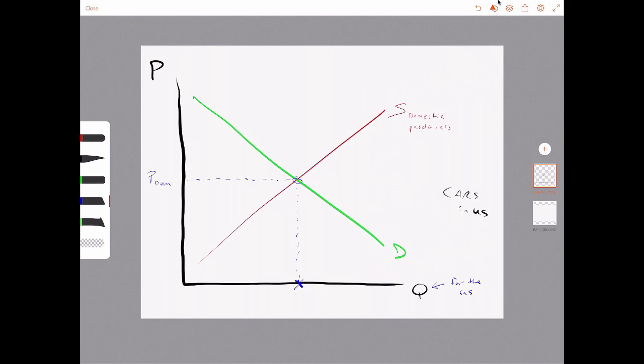Now, let's say that there is an increase in the number of sellers of cars in this market because there are more foreign producers sending cars to the United States. So we have our domestic producers, we have Ford and General Motors, and then we have other countries who produce cars like Hyundai and Toyota and BMW. And these companies in other countries start sending their cars to the United States. How's that going to change the market? Let's think about it for a second.